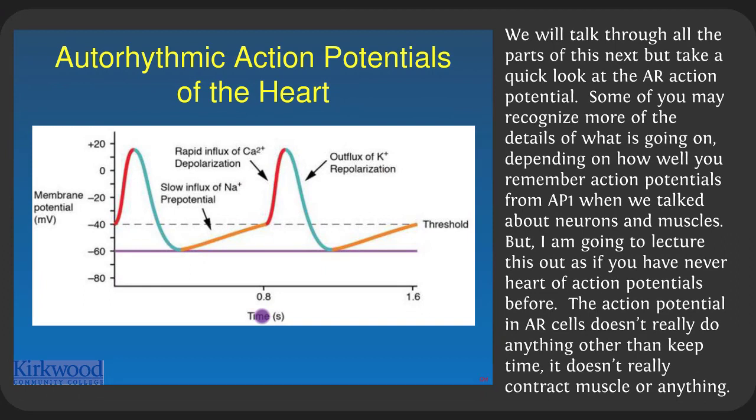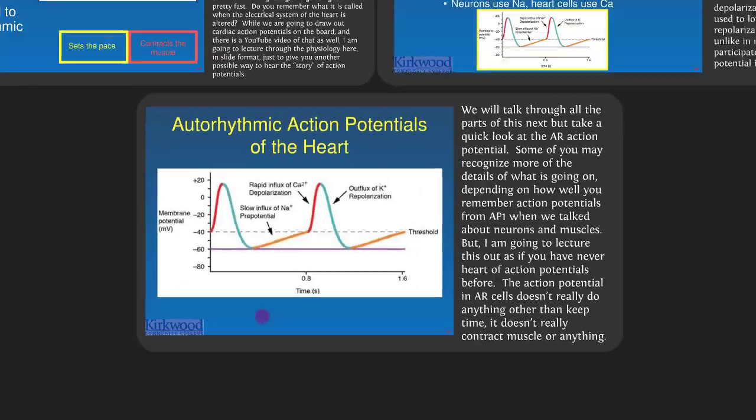Some of you may recognize more of the details of what is going on, depending on how well you remember action potentials from AP1 when we talked about neurons and muscles. But I'm going to lecture this out as if you've never heard of action potentials before. The action potential in AR cells doesn't really do anything other than keep time. It's like a metronome. It just sets the pacing. It doesn't really contract muscle or anything other than set a beat now, beat now, beat now signal for the rest of the heart.